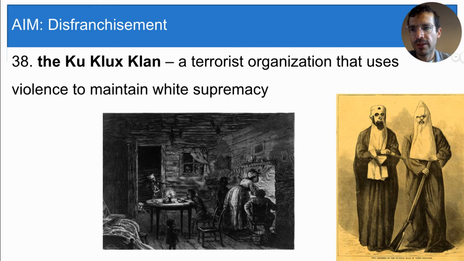The Ku Klux Klan was a group that formed during Reconstruction in order to intimidate and harm black people who tried to vote. The Ku Klux Klan, or KKK, uses violence to maintain white supremacy. That's the idea that only white people should have political power. The KKK formed in the South, but it continues to exist today in many parts of the country. You will learn more about the growth of the KKK when you study the 1920s later in the year.